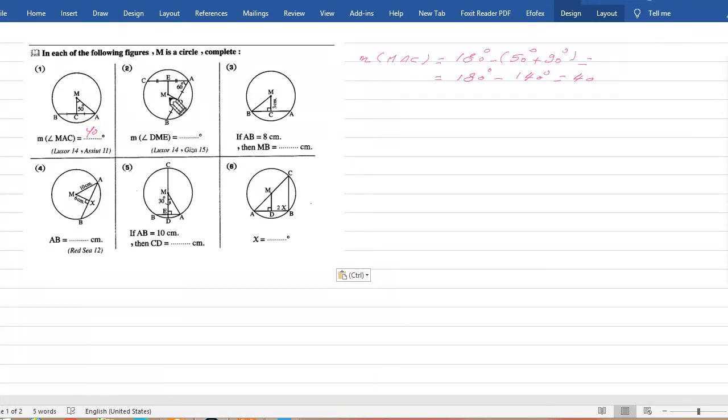degrees. The second figure: since E is the midpoint of AC, the measure of angle AEM equals 90 degrees. Since D is the midpoint of AB, the measure of angle ADM equals 90 degrees. What is the sum of the interior angles of a quadrilateral? Equals 360.